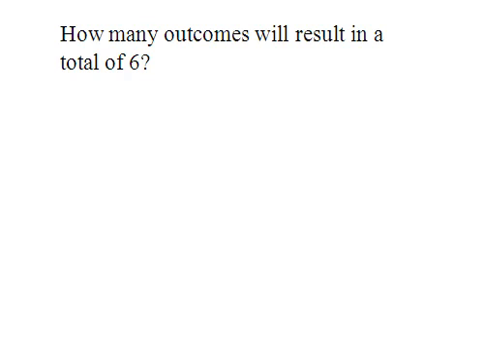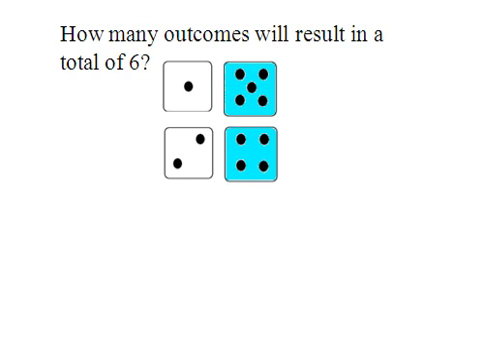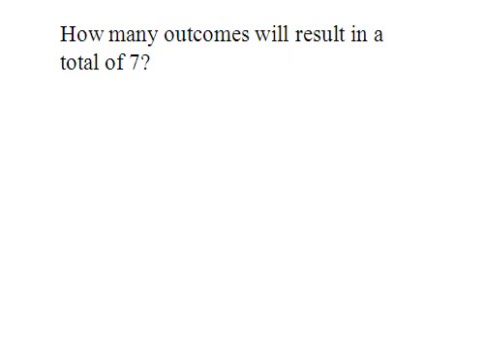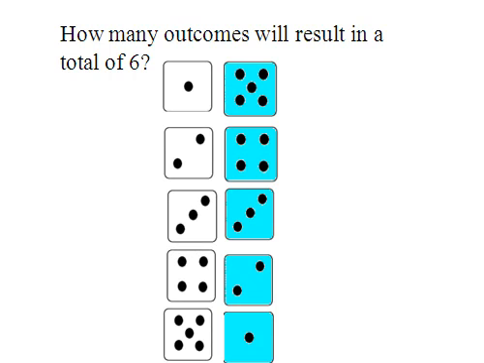How many outcomes will result in a 6? Well, you have 1 and a 5, 2 and a 4, 3 and a 3, 4 and a 2, and a 5 and a 1. So there are 5 total outcomes that will give you a 6.